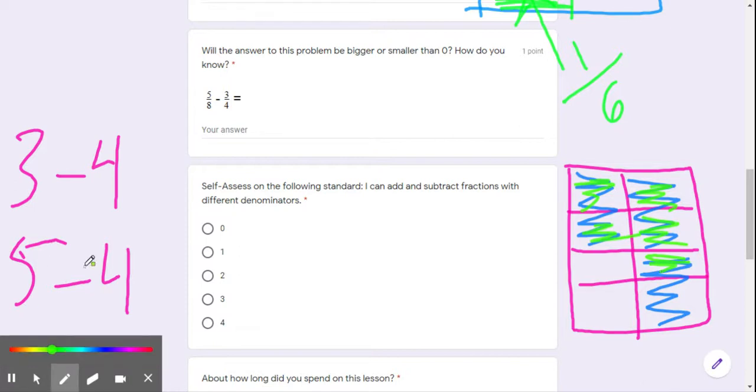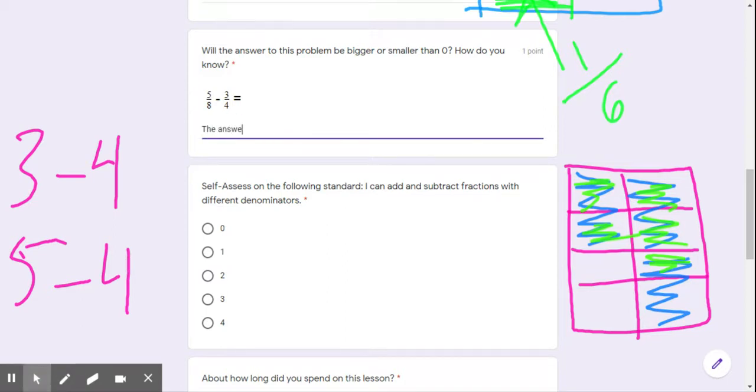So that means the answer is going to be smaller than 0, or negative, because 3/4 is greater than 5/8. And you could have done that with common denominators too.